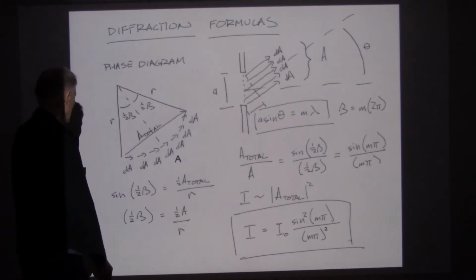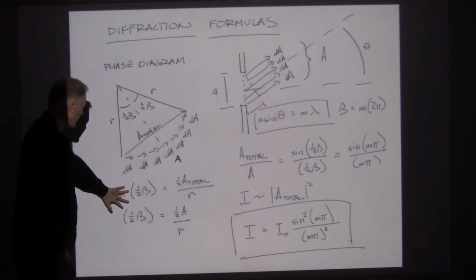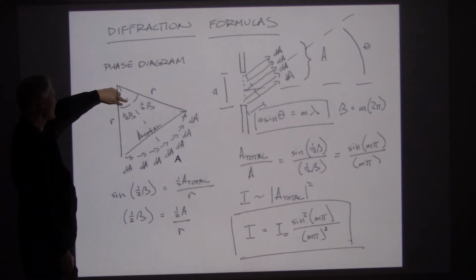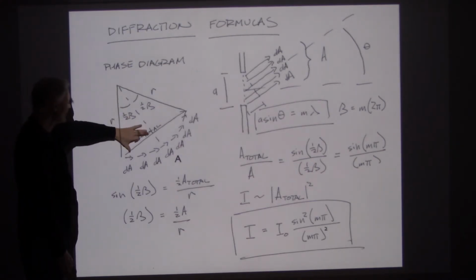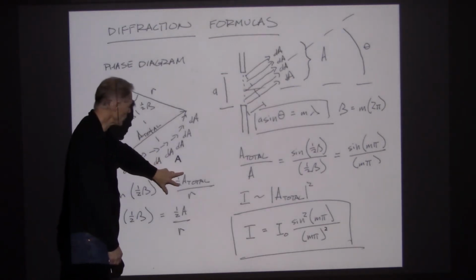Right. And then we're going to use the geometry that we talked about. What we can do, I'm going to start with sine of 1/2 beta is opposite over hypotenuse. That would be 1/2 of A total over R.